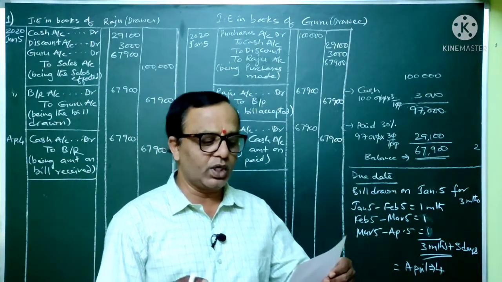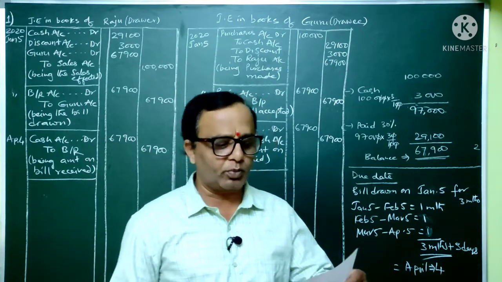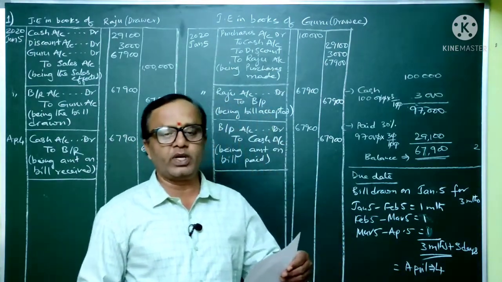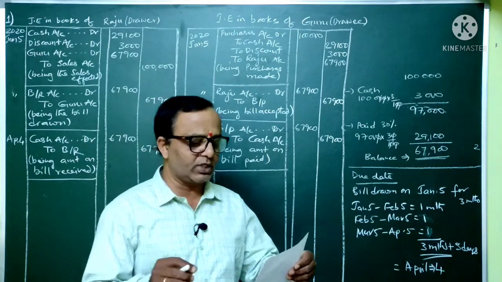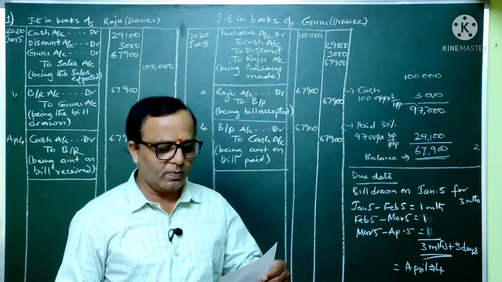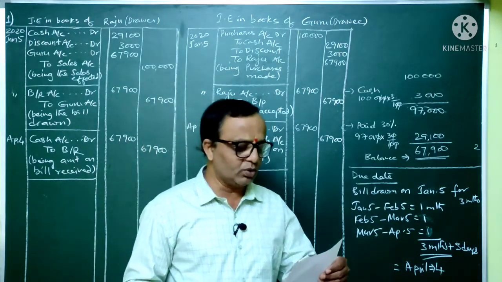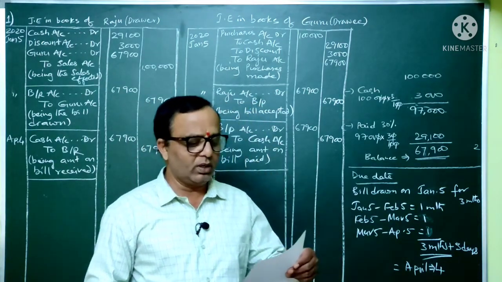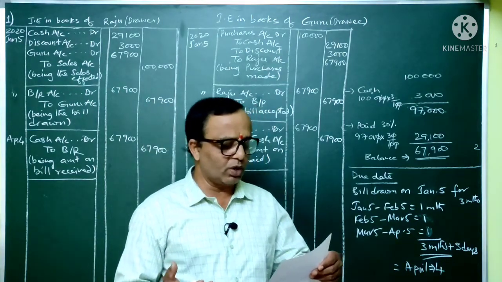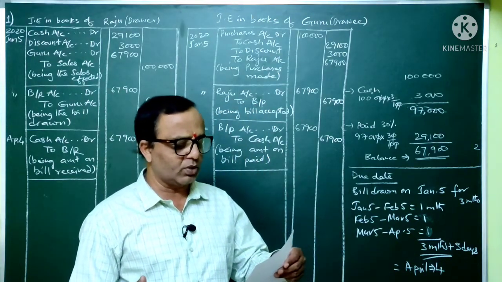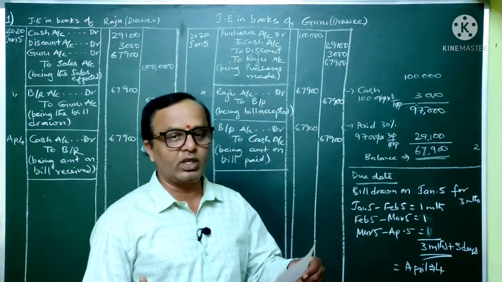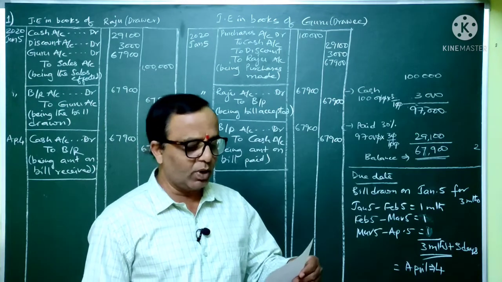Here, Raju has sold goods to Guru worth 1 lakh rupees. Guru immediately paid 30% cash after getting a discount of 3%. For the balance amount, Raju drew a bill payable after 3 months. In other words, it is not bills payable; he has drawn one particular bill for 3 months. On the due date, the bill was honored.